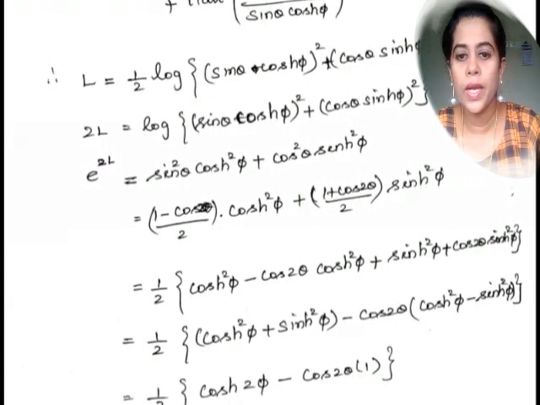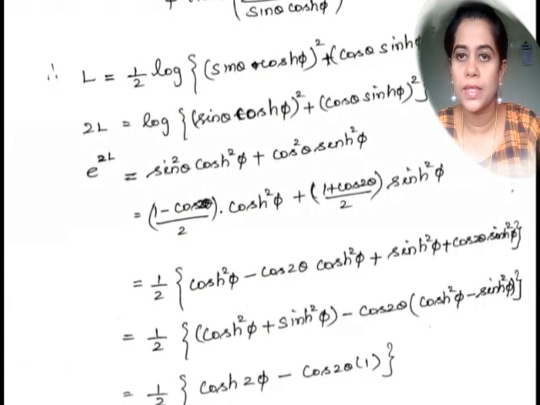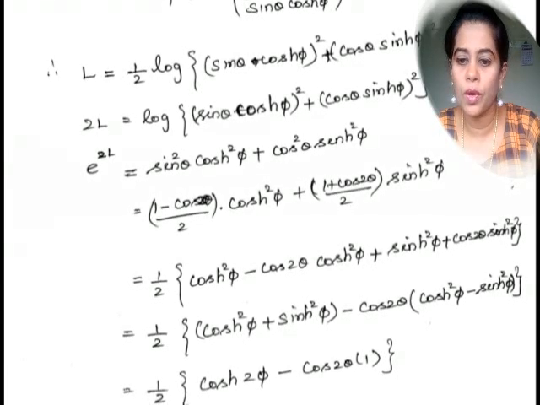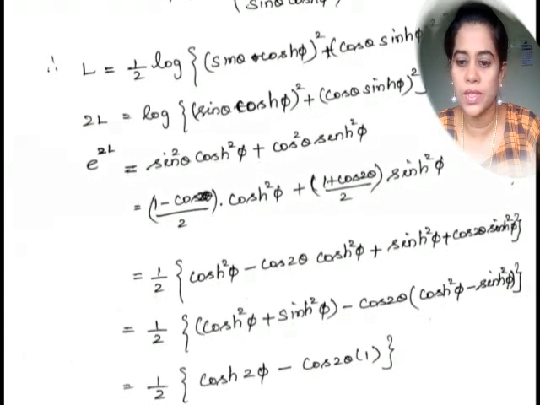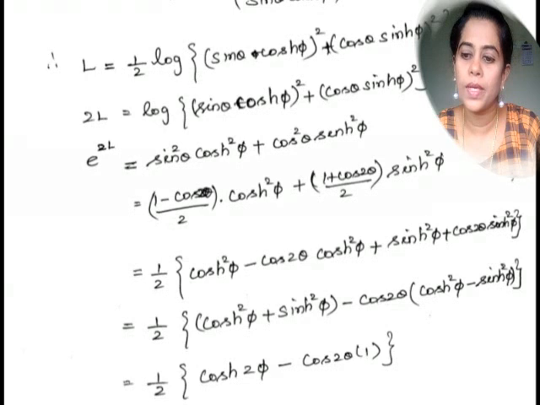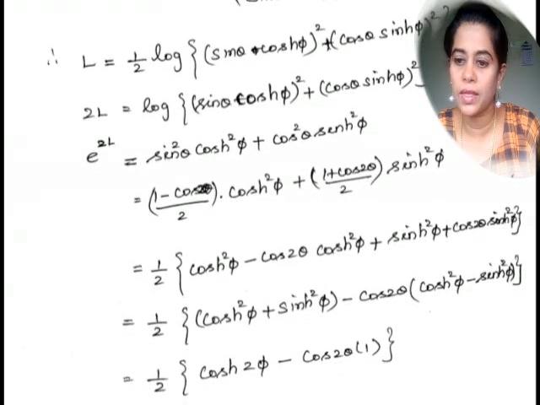Yes, if you equate the real part, what I am getting is L is equal to half times log of sin theta cosh phi the whole squared plus cos theta sinh phi the whole squared.